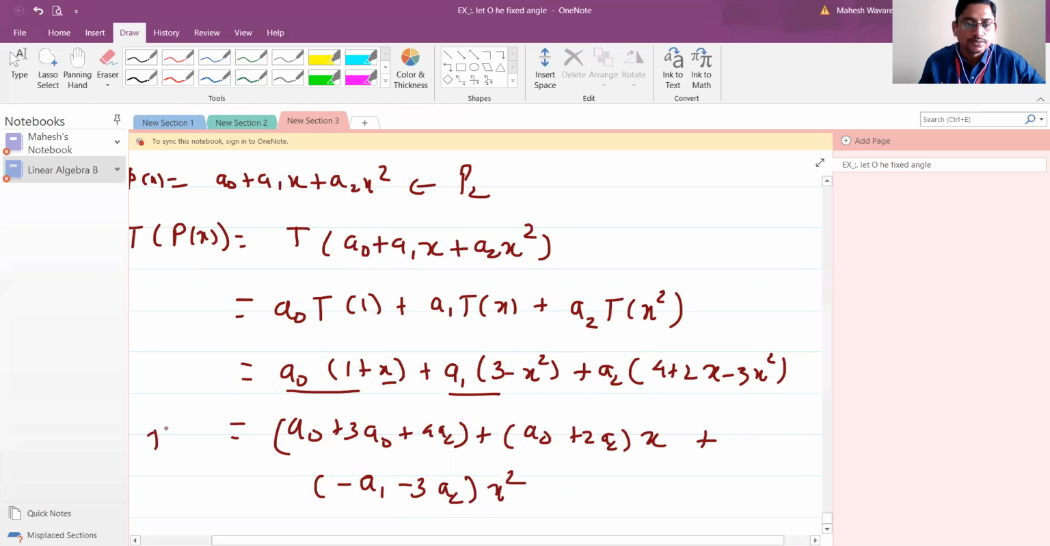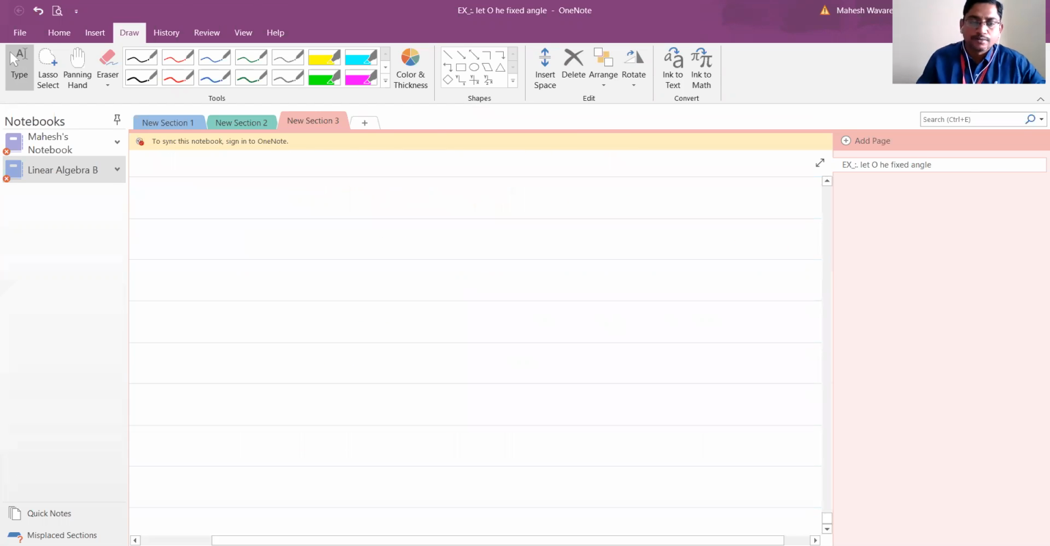So this is the T of P of x. This is the general T of P of x. Now we can treat it as a formula. We need to find what will be the image of this.